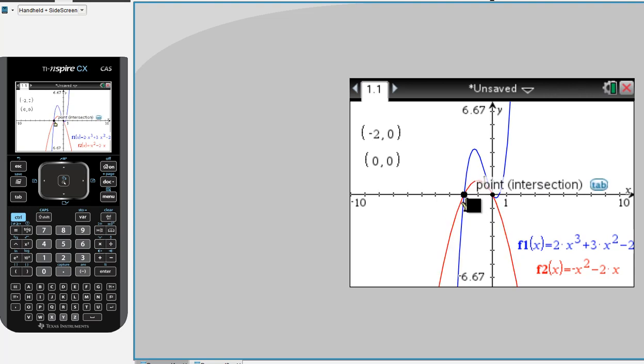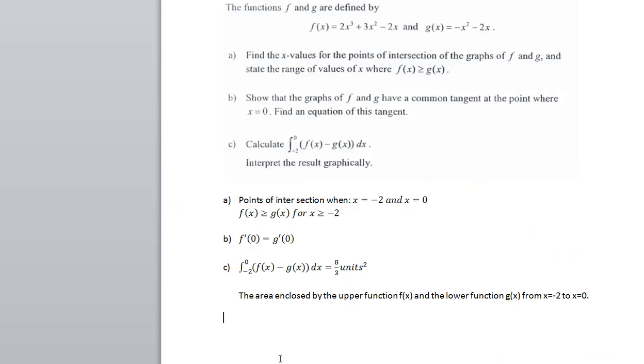So here's a critical point, of course, the point of intersection. So when x is minus 2, they are the same. But in the exercise, it's okay that the y values are the same. The y value for f has to be greater than or equal to the y value for g.